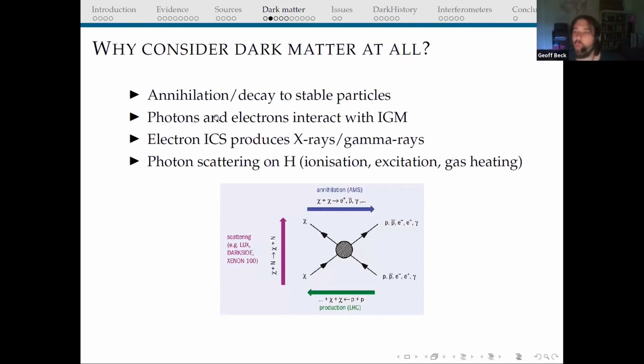So why do I bother considering dark matter at all? I mean, it looks like there's plenty of stuff going on in the epoch of reionization, plenty of stars, plenty of AGNs, stuff that can power reionization itself. Why do I need to go about sticking exotic stuff like dark matter in and complicating the issue?